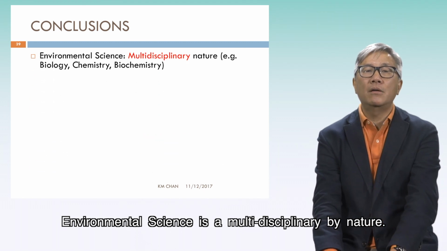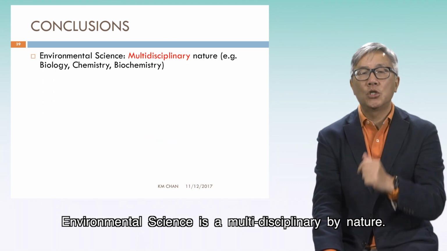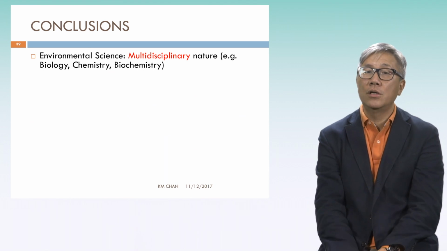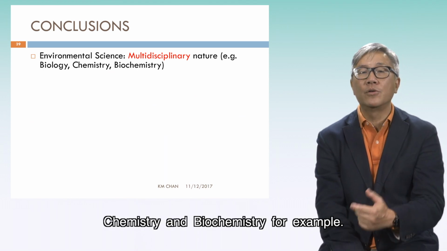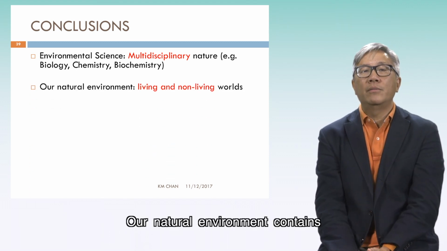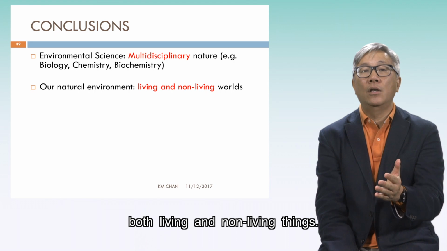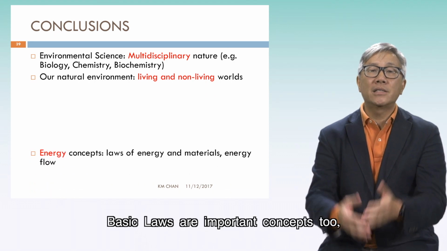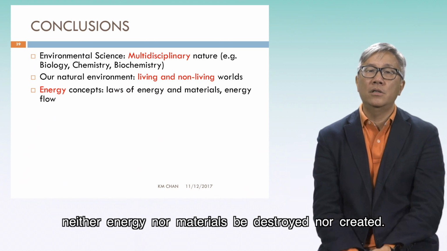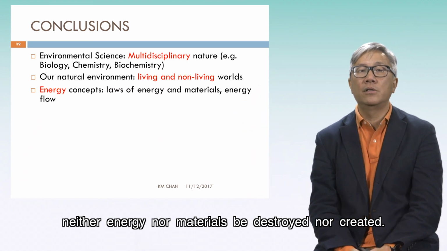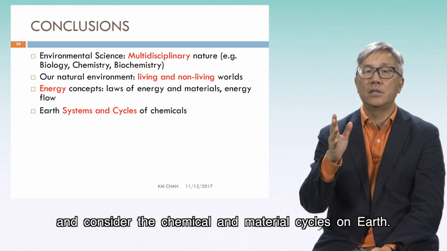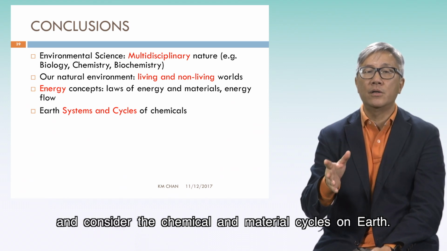Environmental science is multidisciplinary by nature. We combine our knowledge of biology, chemistry, and biochemistry, for example. Our natural environment contains both living and non-living things. Basic laws are important concepts too. Neither energy nor materials can be destroyed or created. We study different systems and consider the chemical and material cycles on Earth.